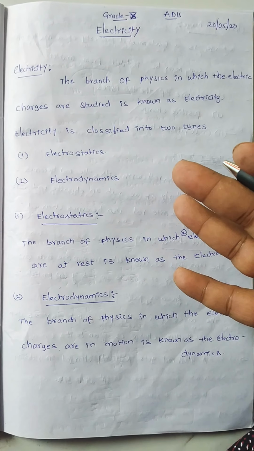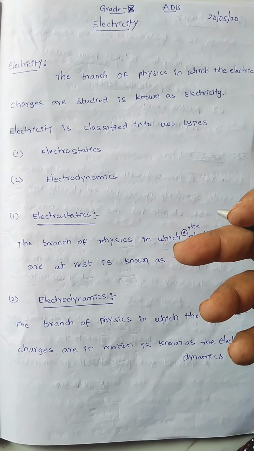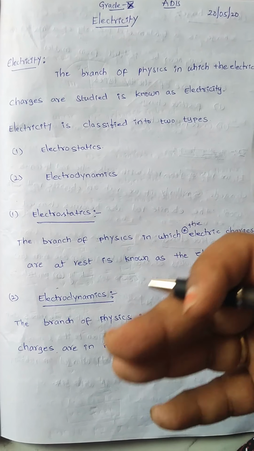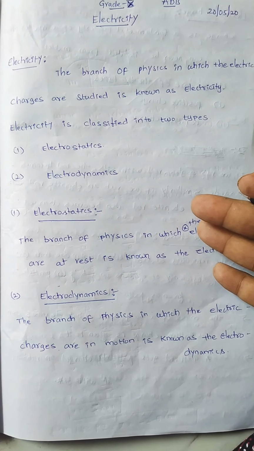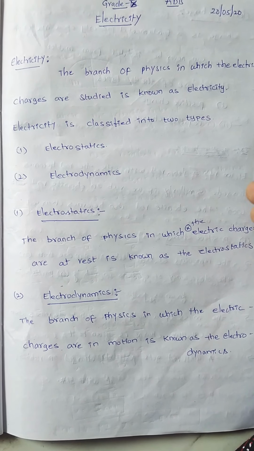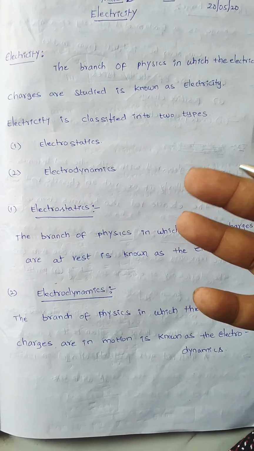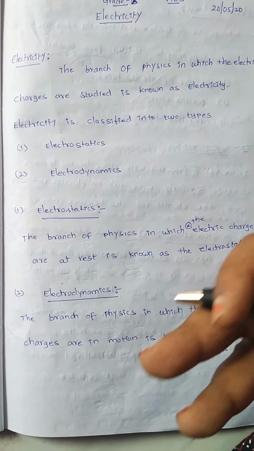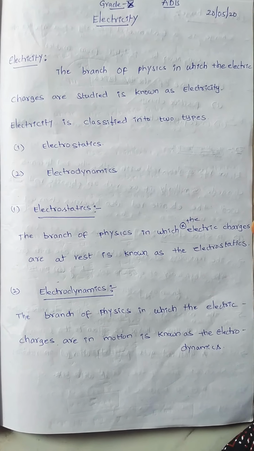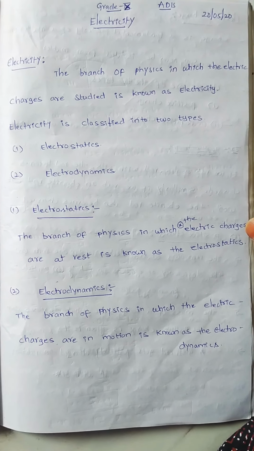So in electricity, I want to discuss the introduction of electrostatics and charges, and after that the electric circuit, and after that current, and after that electric current. After that potential difference, and after that resistance and resistivity, and factors depending upon resistance, and after that resistance in series and resistance in parallel. Then we will discuss the heating effect of electric current, and finally electric power.